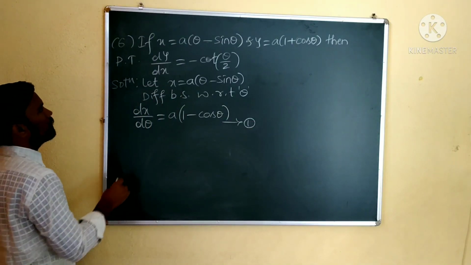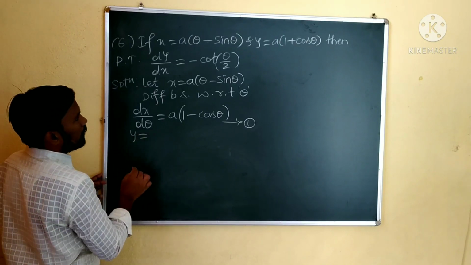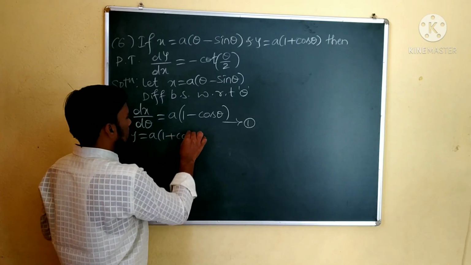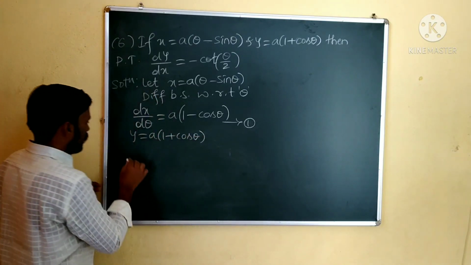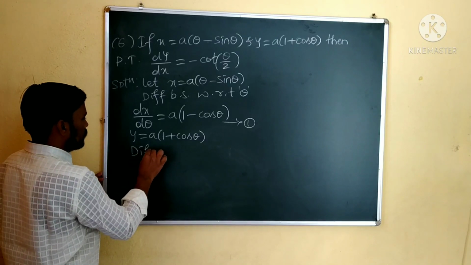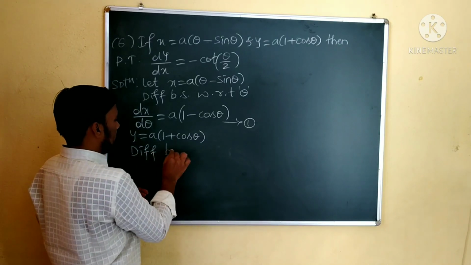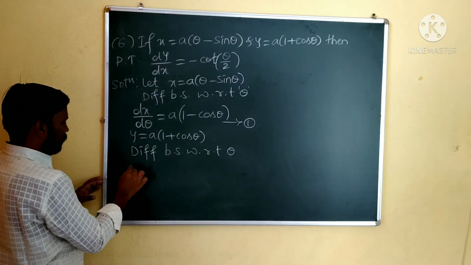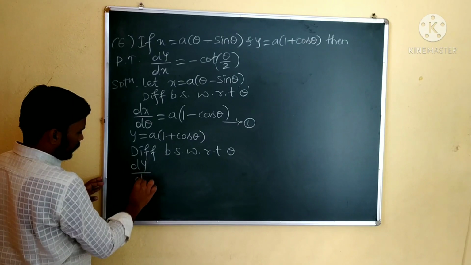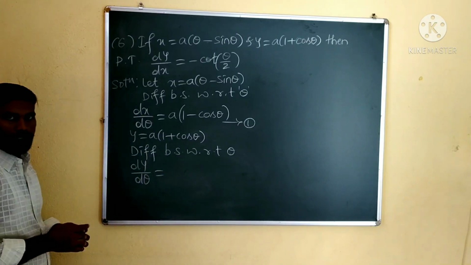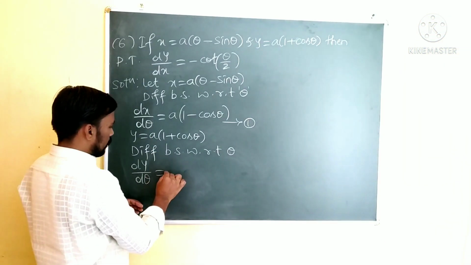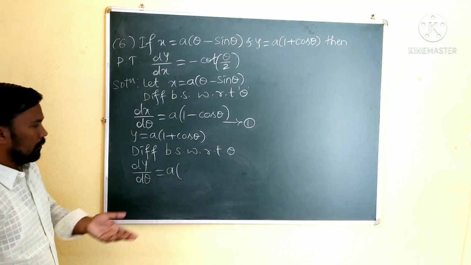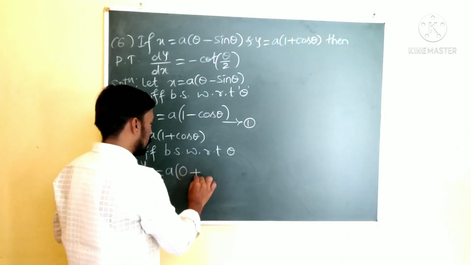And take the second equation. The second parametric equation, y is equal to a into 1 plus cos theta. Now differentiating both sides with respect to theta. So the derivative of y with respect to theta will be what? dy by d theta. Again, a is a constant, write it as it is and take the derivative of 1. The derivative of 1 with respect to any variable is 0. The derivative of a constant function is 0.